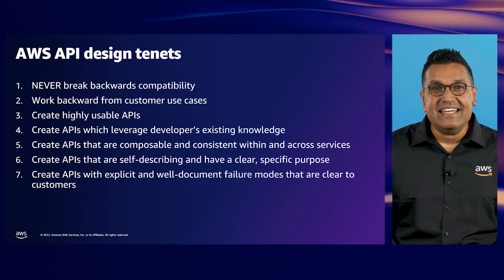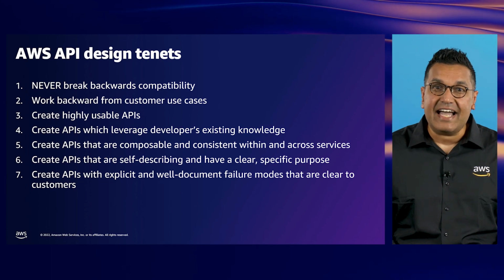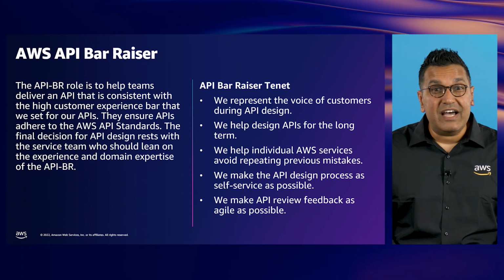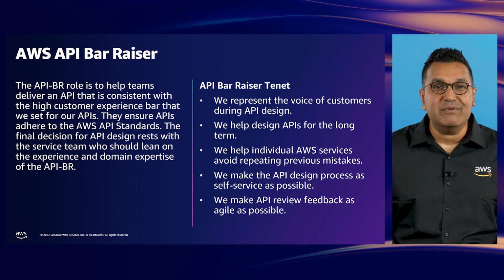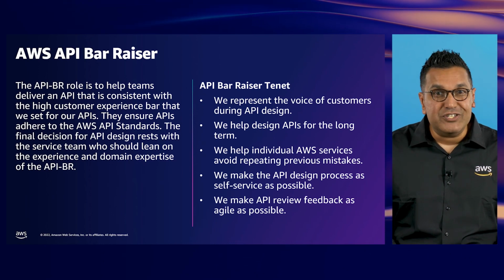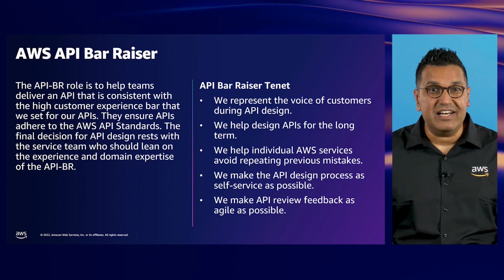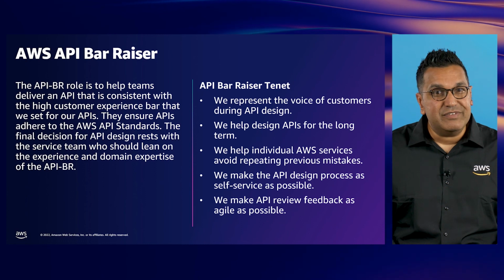We want to make it as easy as possible through mechanisms to build APIs with blueprints and actionable templates. At AWS, we also have the concept of an API bar raiser. Bar raisers are a part of the Amazon culture, and it's our way of ensuring that whatever we build meets a specific bar in a decentralized organization. We use them in hiring, and we use them in software development.